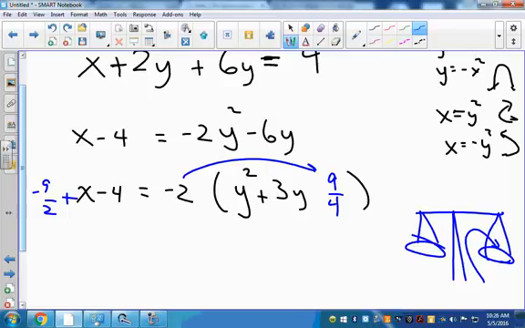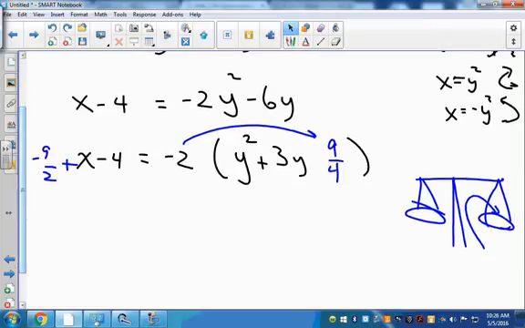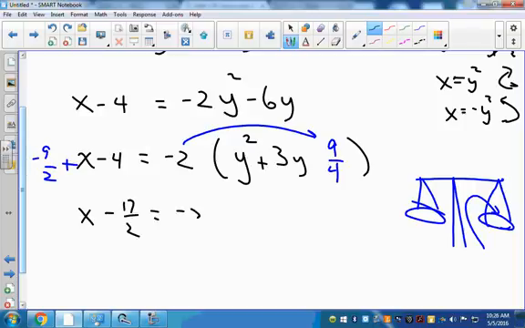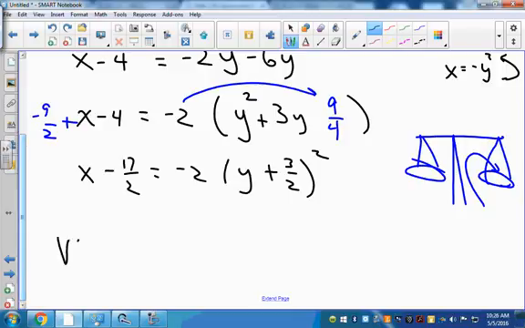Okay? So now let's go ahead and clean this up a little bit more. We've got x. This is negative 8 halves and negative 9 halves. That's negative 17 halves. This is negative 2, and this is y plus 3 halves squared. We're getting close. Can you tell me my vertex, the HK number? Vertex? HK? How much?